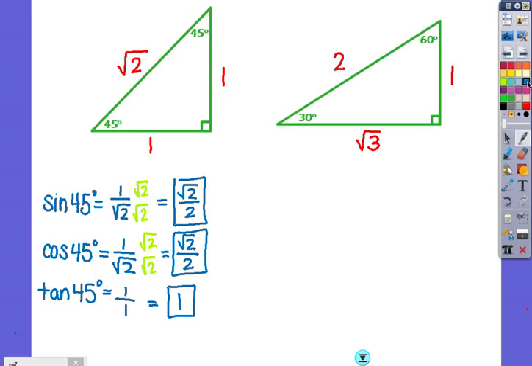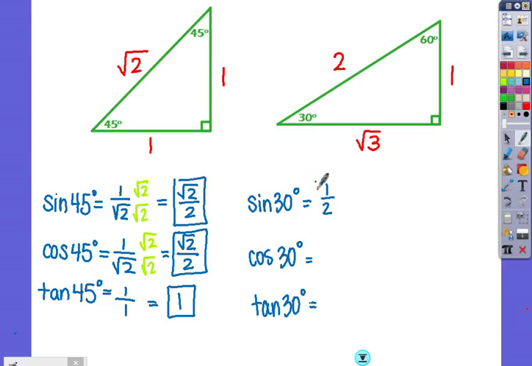We might as well write out these other ones. Like I said, if you wanted to, you could memorize all of these. If you have limited storage space like I do, then you just have to be able to come up with them real quick. So we're talking the 30 this time, so opposite over adjacent. That one's nice and simplified already. Cosine of 30, adjacent over hypotenuse.